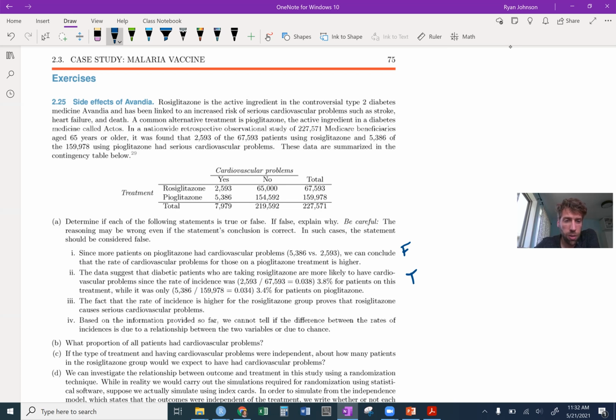Okay, the fact that the rate of incidence is higher for the R drug proves... it does not prove. It does suggest, but does not prove. Okay, based on the information provided so far, we cannot tell if the difference between the rates of incidence is also true. So we can't tell, but it does suggest.